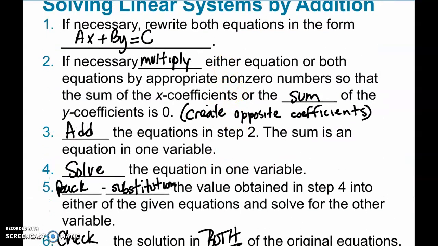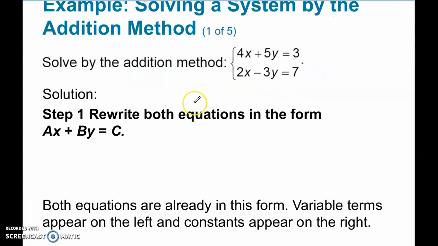So these are my steps, but we're going to take each of these steps, we're going to write them down here, and we're going to do the same with this system. We're going to do the addition method with this system. So when I take a look at this system and I compare it to the one I had earlier, I want to make a choice. Do I want to use substitution or do I want to use addition?